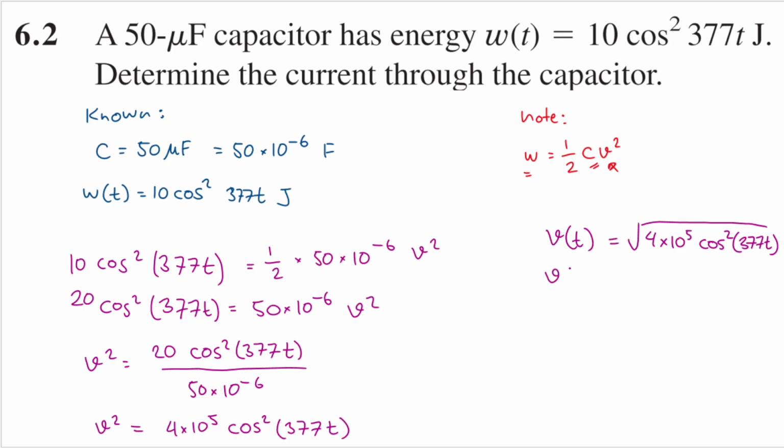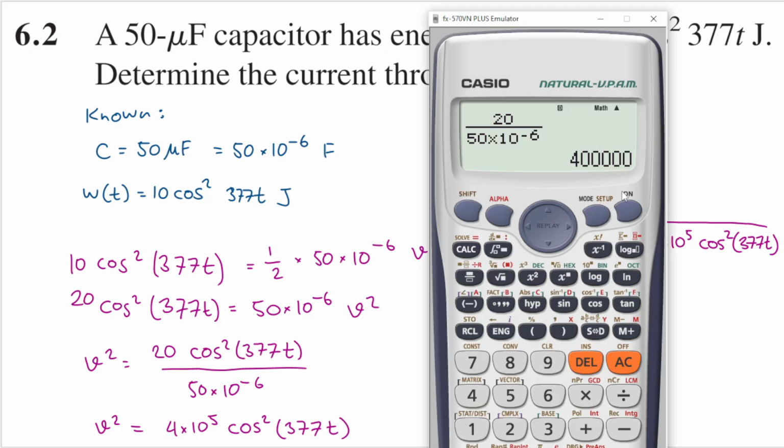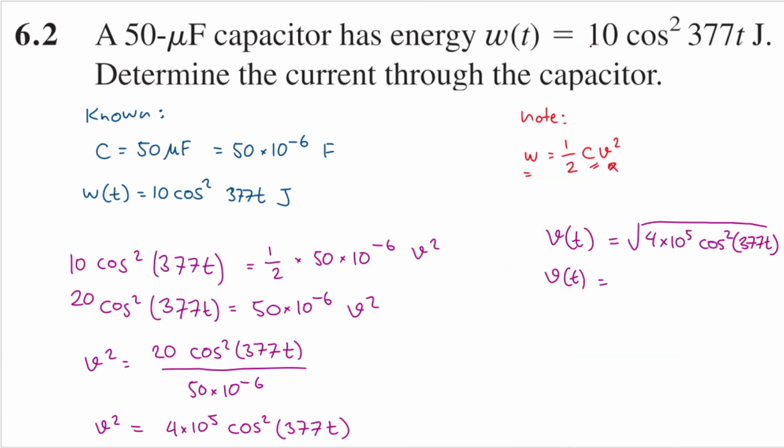Let's calculate the square root of 4 multiplied by 10 to the 5th power. I will have 632.46 cosine 377t, and the unit here will be volt. Good, but this is the voltage. We are asked about the current.